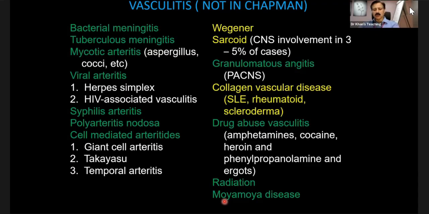So I just wanted to highlight that vasculitis can be of various types: bacterial, TB, mycotic, all of these things. But some of these you have to remember. Collagen vascular disease, you have to remember. In your clinical practice, always remember this: drug abuse vasculitis.